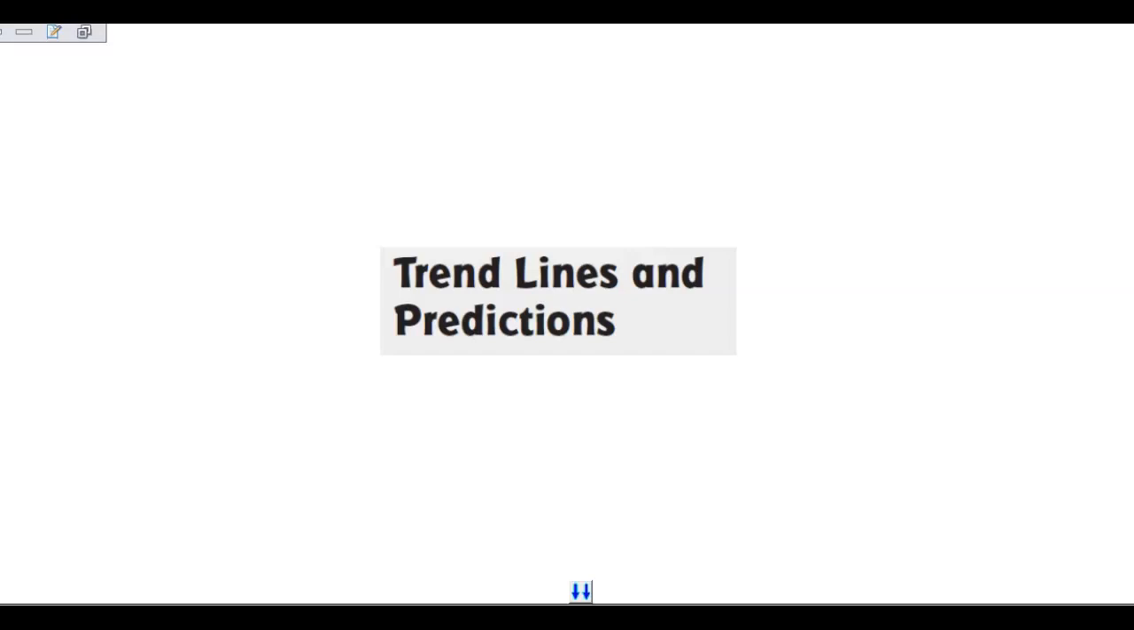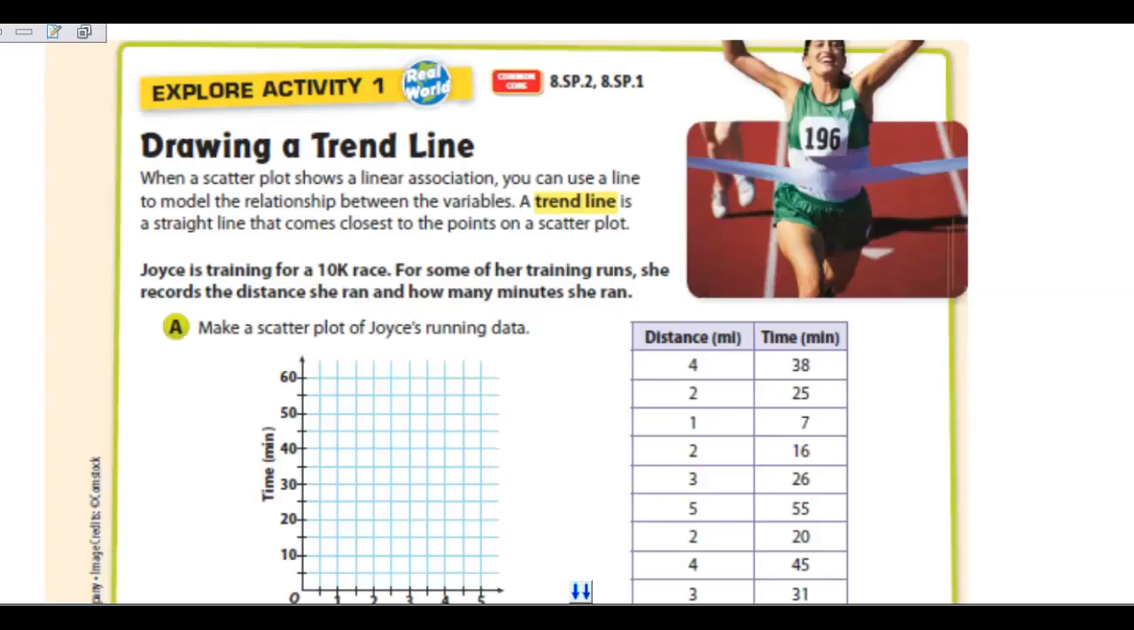Hello, today we're going to talk about trend lines and predictions with our scatter plots. And predictions is pretty easy. We're just going to look at what they have and see if we can predict what to expect past that point. So we're going to talk about trend lines first.